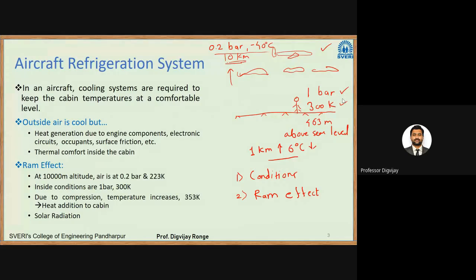And yes, most importantly, solar radiation. Flights are flying at this much high altitude, so yes, there will be solar radiation. Sun radiations will directly fall onto the aircraft, and because of the radiation there will be heat transfer from outside to inside, and that's why the temperature will increase. So that doesn't come under RAM effect, it is a separate entity.